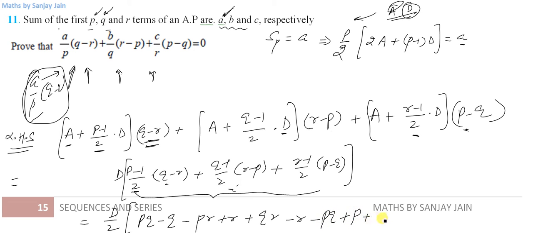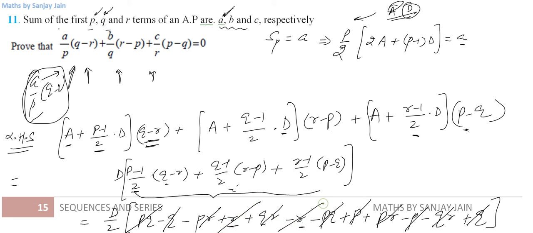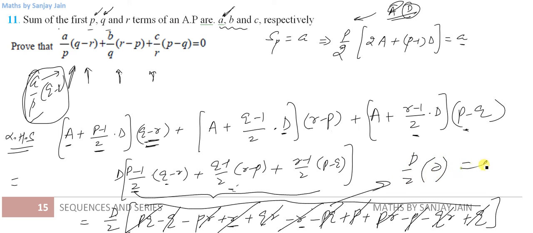When you know the answer already, you don't have to worry about anything, right? If you are following all these steps carefully, you will get the right answer. PR with PR and QR with this QR, minus P with the plus P, plus Q with minus Q, minus R. There should be a plus R somewhere. This is the plus R. So you can cancel this. If you see, everything inside this bracket got cancelled. So I've got D by 2 into 0, which is 0.